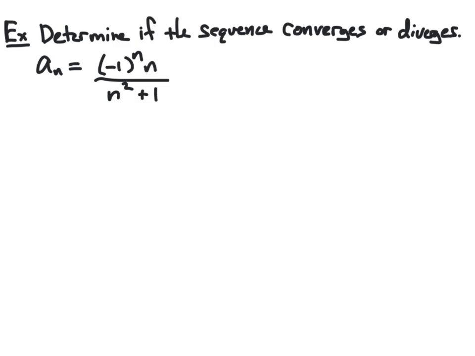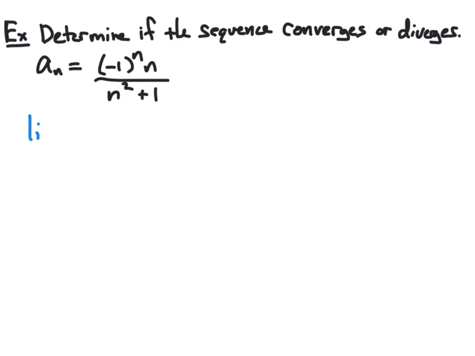In this example, we want to determine whether the sequence given by the general term -1 to the n times n, all over n squared plus 1, converges or diverges. When we look at this sequence, we notice that we have an alternating sign in our numerator, the -1 to the n. So this indicates that the absolute value theorem might be a useful approach for this particular sequence.